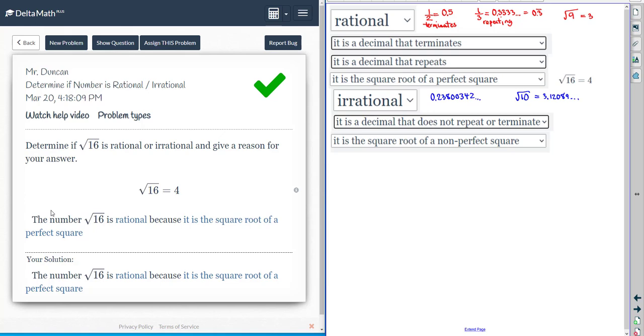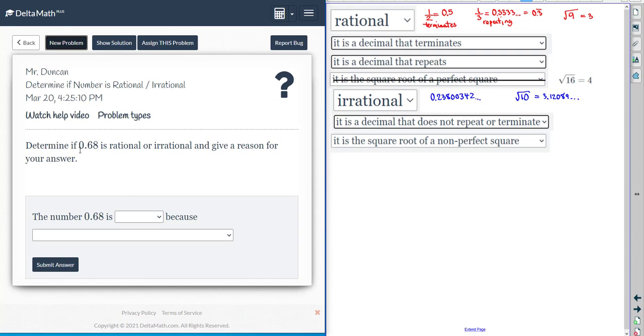So I just want to note that the work you're going to provide, you're simply going to copy this sentence down here on your worksheet. You're simply going to write the number: square root of 16 is rational because the square root is a perfect square. Just write that down. Now notice that I did the square root of 16 is equal to 4, and that means that we have an example for this one. So let's see if I can find an example for each set.